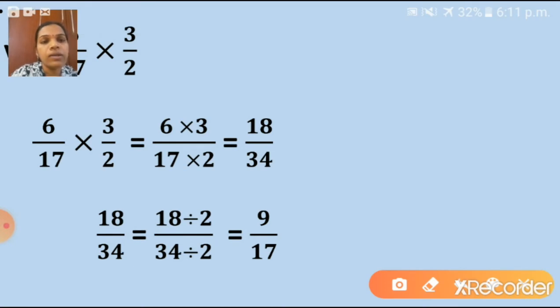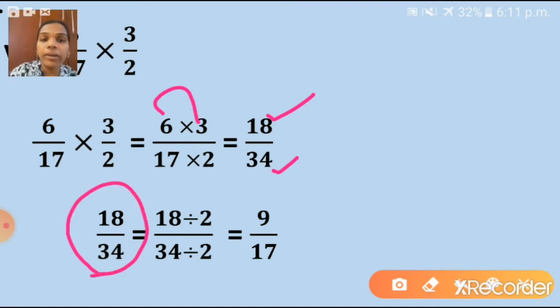6 3s are what will come? 18 upon 17 into 2, 34. So now your fraction is what now? 18 upon 34. So here it is time to simplify now. So 18 and 34, these two numbers are what? Yes, even numbers. So here which factor can we use? Yes, common factor. That common factor here is 2. Okay, so see here, children, this 18 and 34 we have to divide by 2.